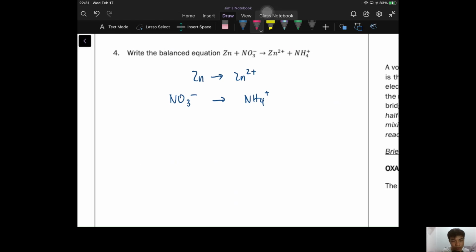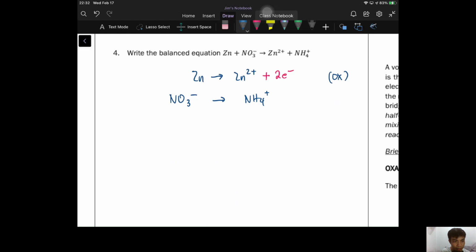So the atoms are already balanced. May tig-isang zinc na doon. So yung charges na lang yung hindi pa balance. So let's add 2 electrons there. Okay. Balance na yung top equation. So since the electron is on the right side, that is an oxidation equation or oxidation reaction.